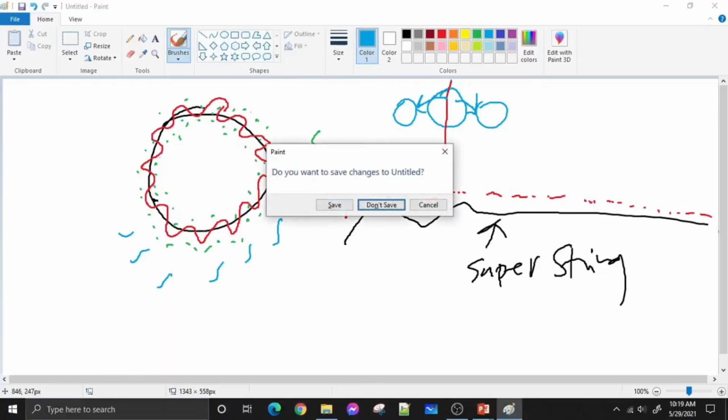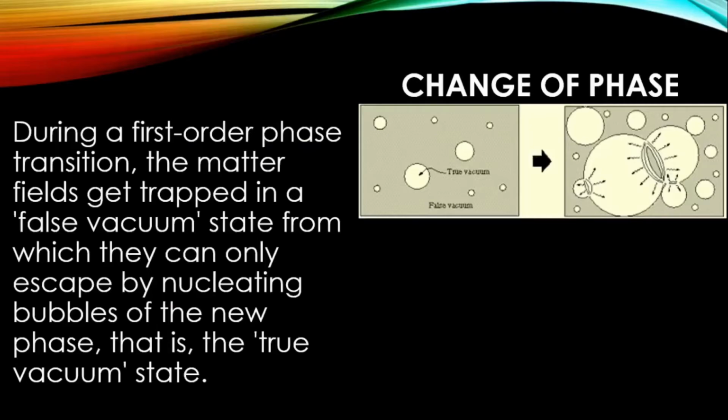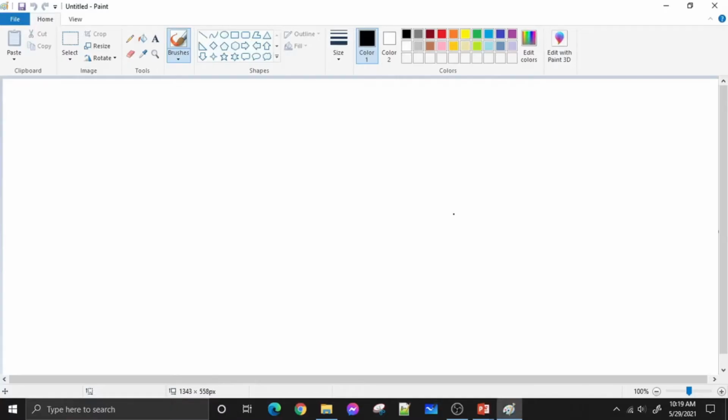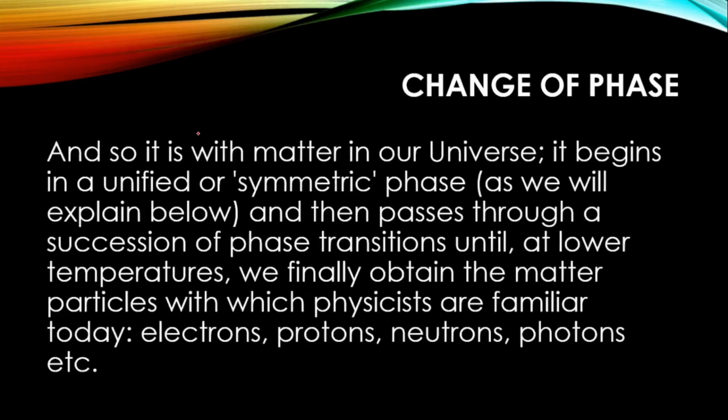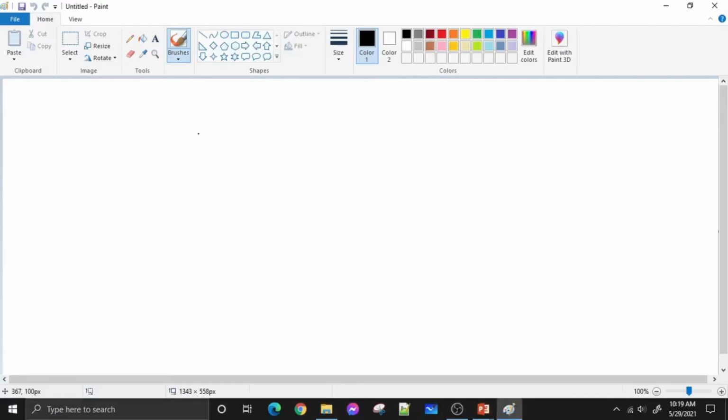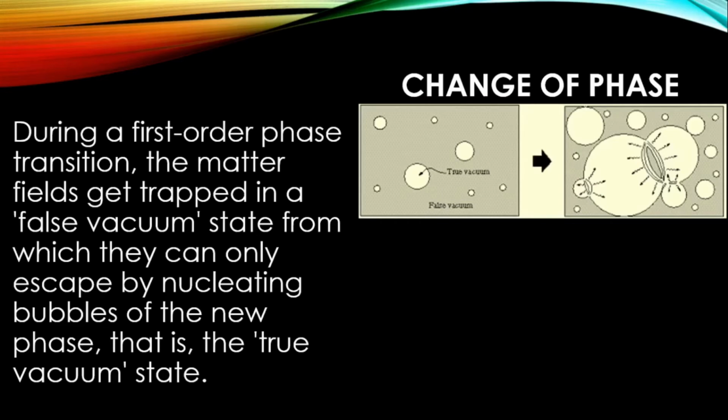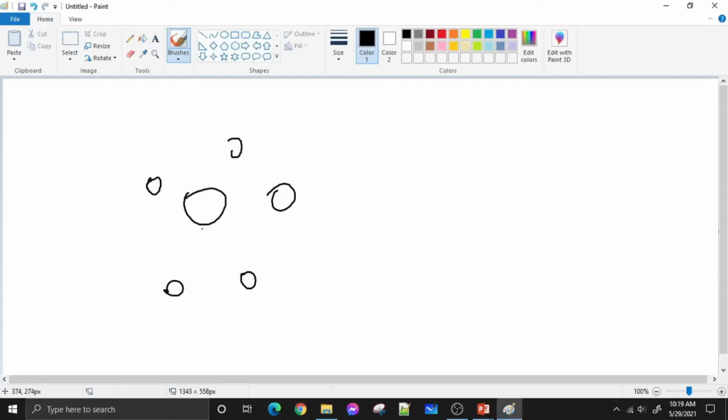So if we are to draw the change of phase, the matter of the universe is changing its phase. Let's say for example there are true nucleating bubbles. Say for example these are your bubbles, so you have these tiny and big bubbles. During the first order phase transition, the matter fields get trapped in a false vacuum. Say for example this is your false vacuum.